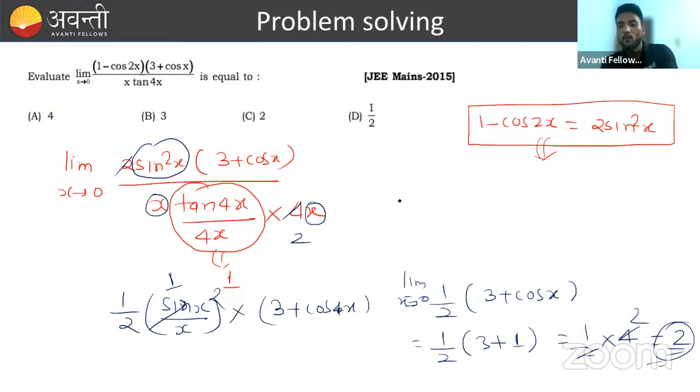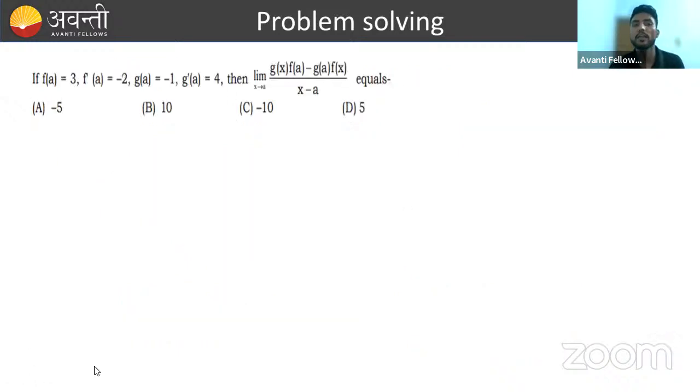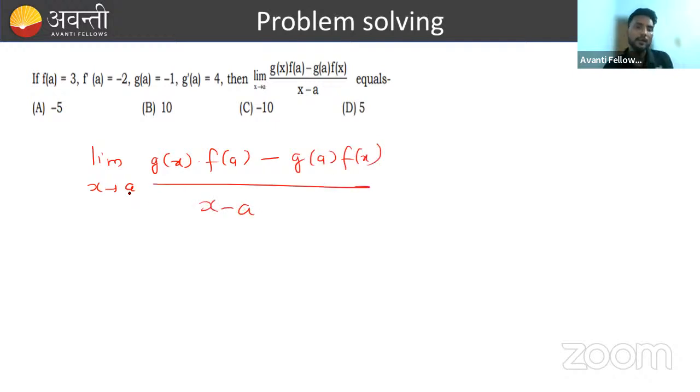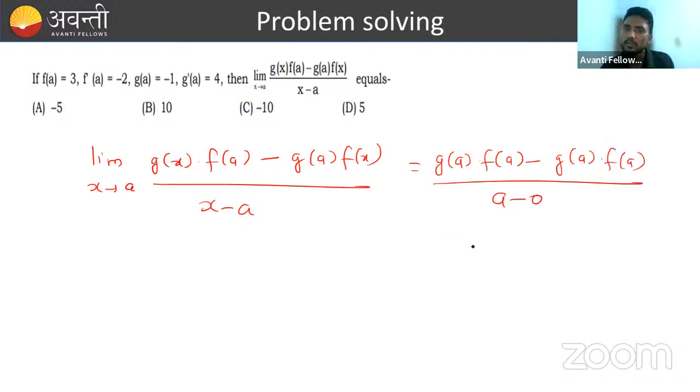Okay, so let's move to the next question, guys. Again, one question based on the L-Hospital rule. Okay, so now what we can see, the limit x tending to a of (g of x f of a minus g of a f of x) divided by (x minus a). After putting a, what are we going to get? g of a into f of a minus g of a into f of a divided by a minus a. So we are getting 0 by 0 form.